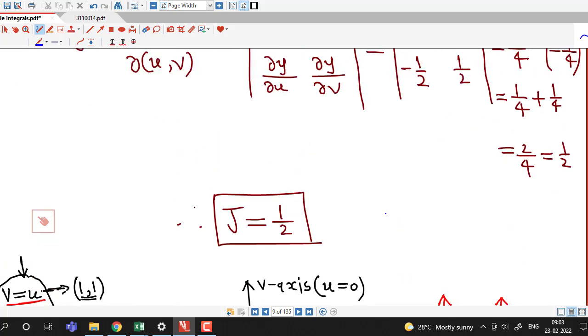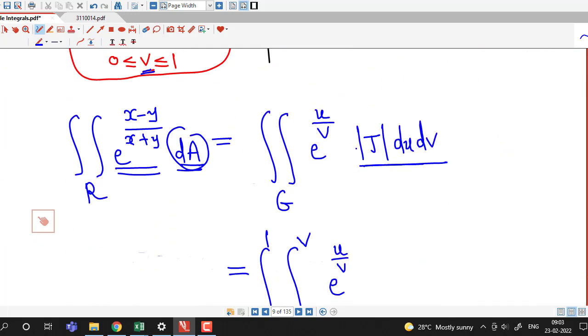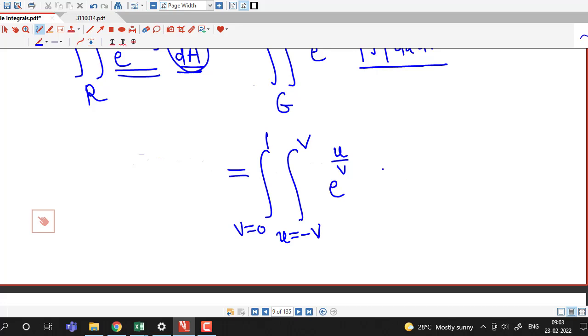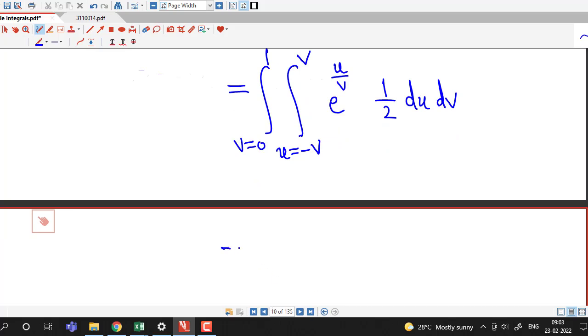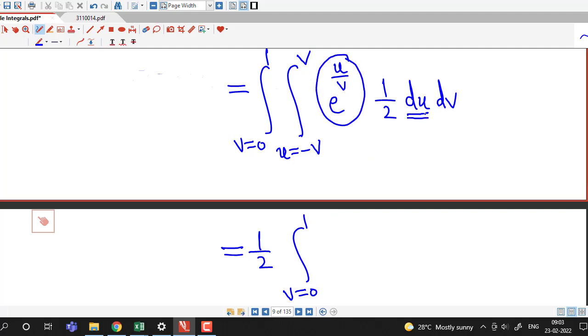Jacobian has value 1 by 2, therefore absolute value of Jacobian is also 1 by 2. So we write absolute value of Jacobian is 1/2 du dv. So first integral is with respect to u. We can take this 1/2 outside the integral. We keep this v equal to 0 to 1 as it is, and we integrate this function with respect to u by considering v as constant.